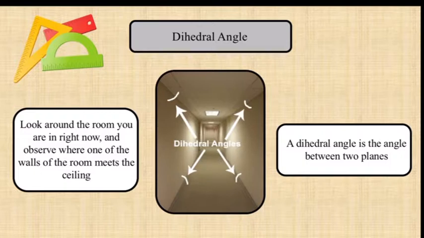We're going to look at dihedral angle now. What is a dihedral angle? Well, firstly, look around the room you are in right now and observe where one of the walls of the room meets the ceiling. We will see that angle. That is what we call our dihedral angle. So, a dihedral angle is the angle between two planes.